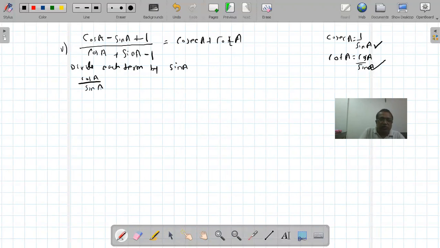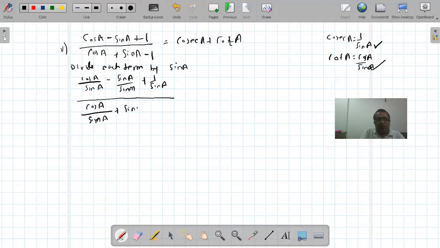So I'll get cos A by sine A minus sine A by sine A plus 1 by sine A, right? Whole upon, here also I'm going to divide. So this will become cos A by sine A plus sin A by sin A minus 1 by sin A.